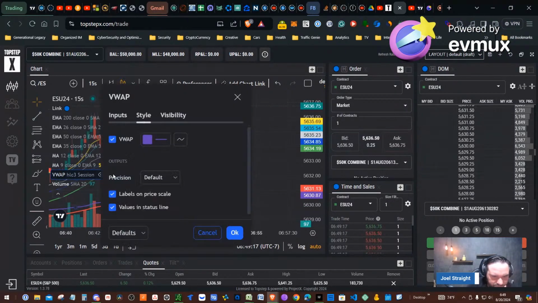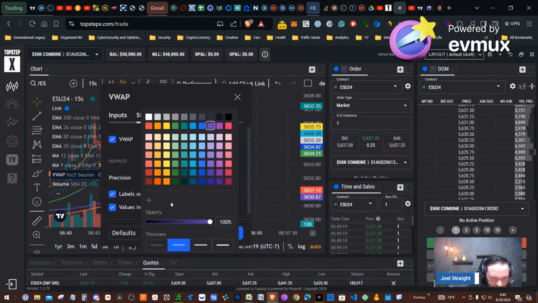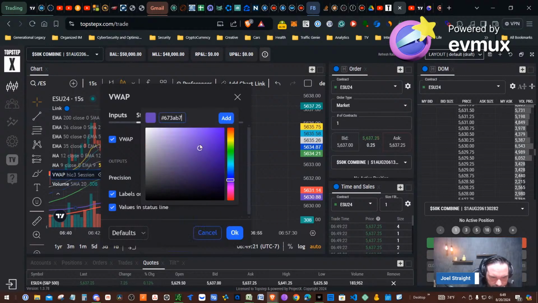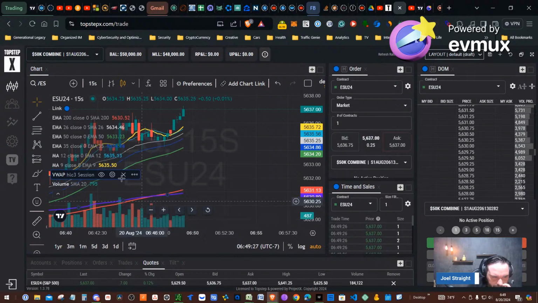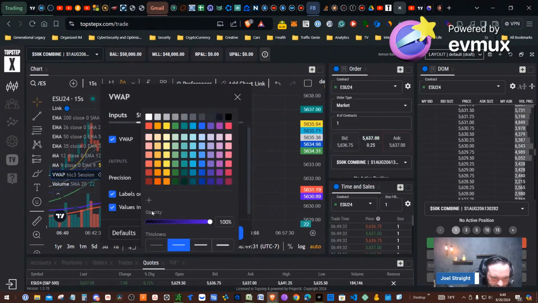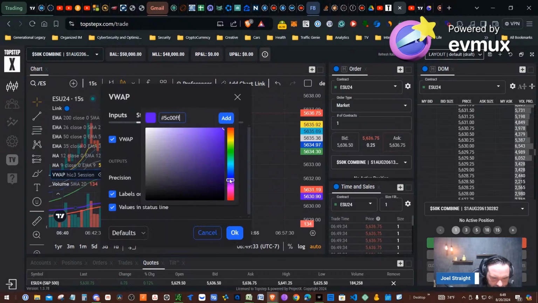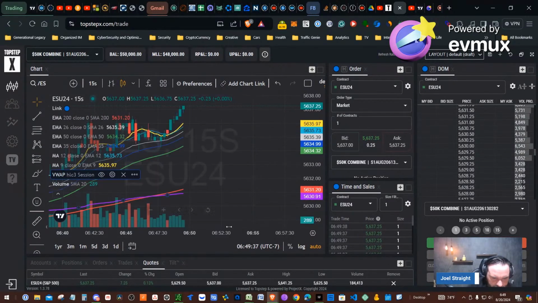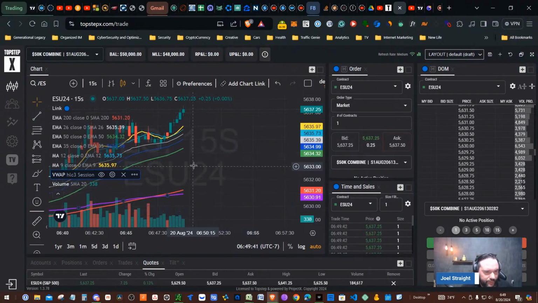Is there a way I can just make my own color? Oh yeah, right there. Still too dark. There we go. All right. Market's kind of ripping right now.